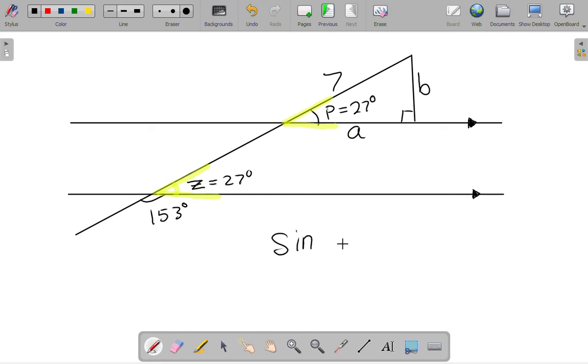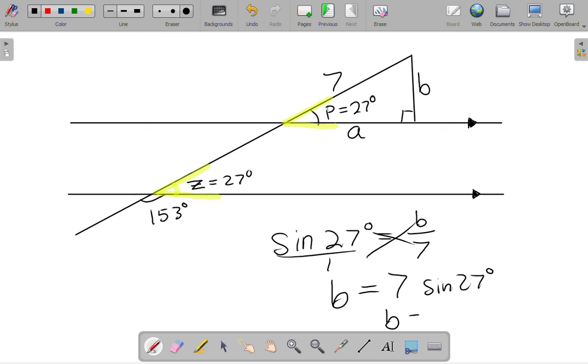So let's use sine. Sine of 27 degrees equals opposite over hypotenuse, so b over 7. So I can cross multiply here. B equals 7 times sine of 27. Take my calculator, type in 7 times sine of 27. 3.18. I believe that most of the time on these problems they round them to 2 decimal places, I think.